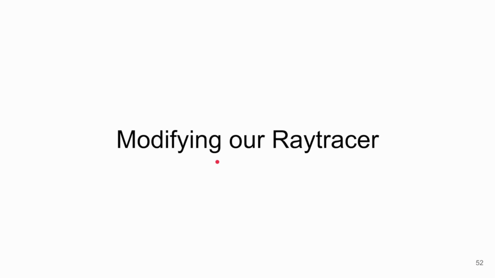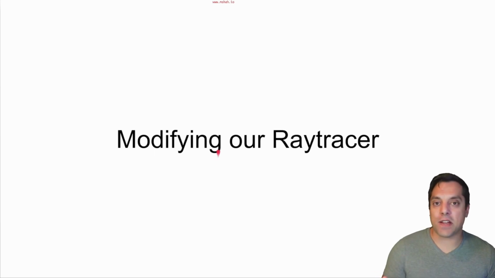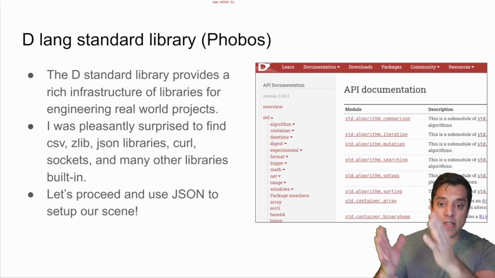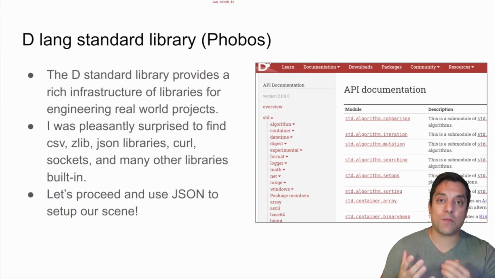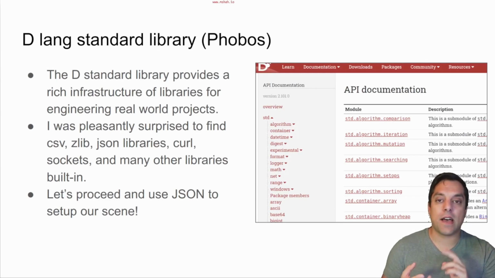All right, so let's go ahead and modify our ray tracer and just do a little bit more engineering on it. Again, we want to make this sort of an interesting tool and something that you can actually play around with. The great thing with D is it's a programming language and an ecosystem with batteries included. The standard library is quite loaded with interesting things that you might want to do on a daily task, like working with zlib for compression, JSON, curl, socket libraries, CSV, etc. Many of those common things are available, so be sure to check out the standard library documentation here.